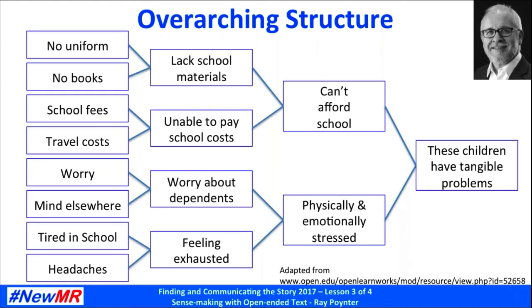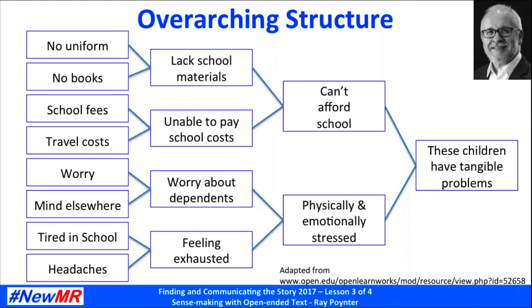So here is a structure I've adapted from somebody else's work. No uniform and no books build together to make lack of school materials. School fees and travel costs build together to make unable to pay the school costs. Together they structure to can't afford school. At the bottom we have a set of things which build together to physically and emotionally stressed. We end up with this overall picture.